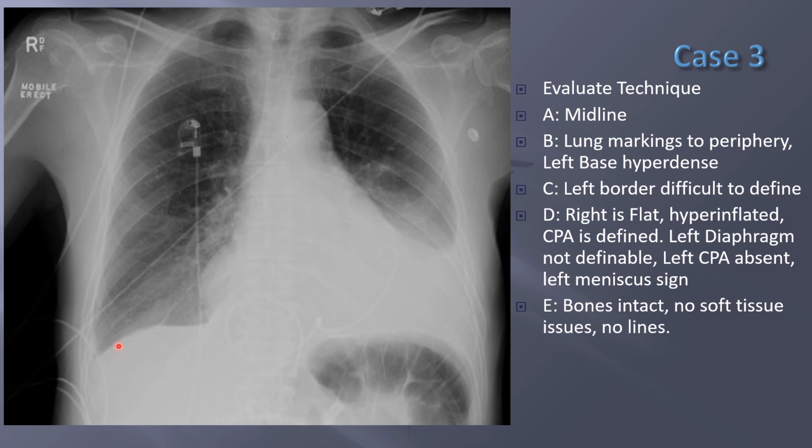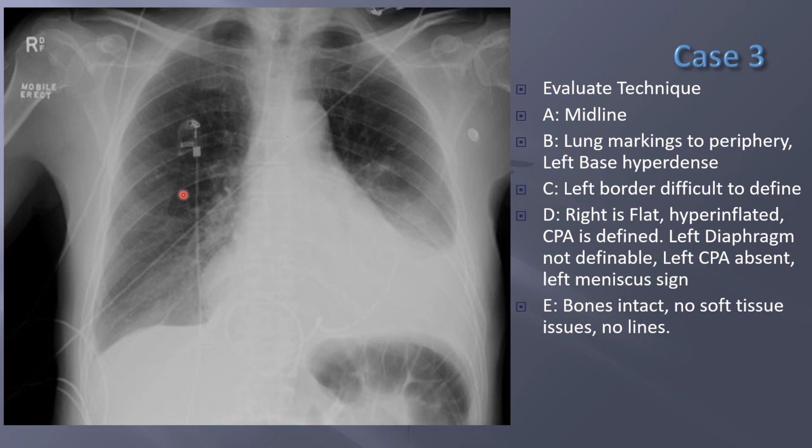Now we're going to go to D. Here's our diaphragm. We can see a little costophrenic angle here. We don't see it here. I don't really see a diaphragm here. I do see the colon here, so that might be helping us with the diaphragm, highlighting the diaphragm somewhat, but I can't really tell.